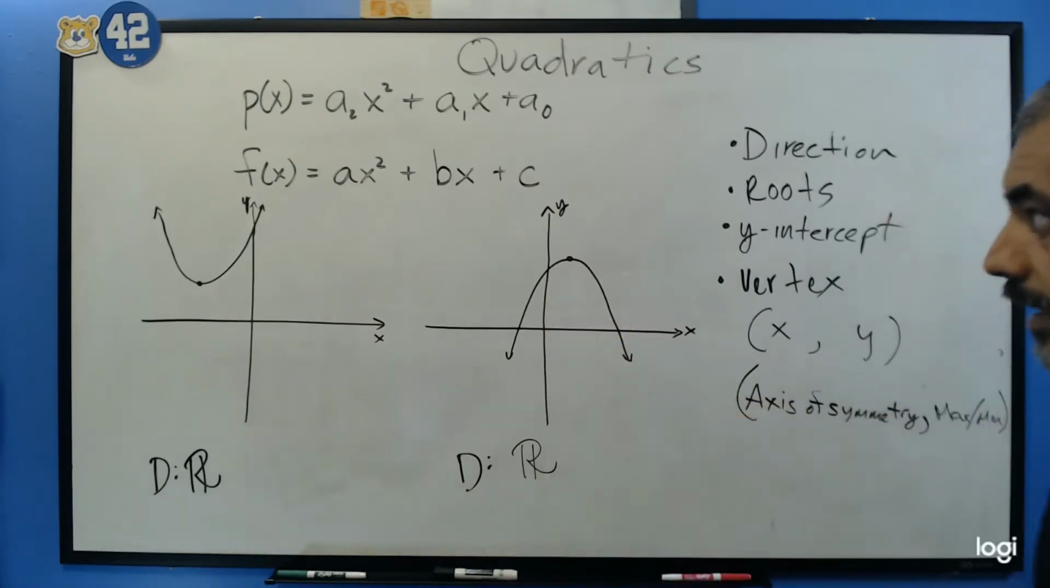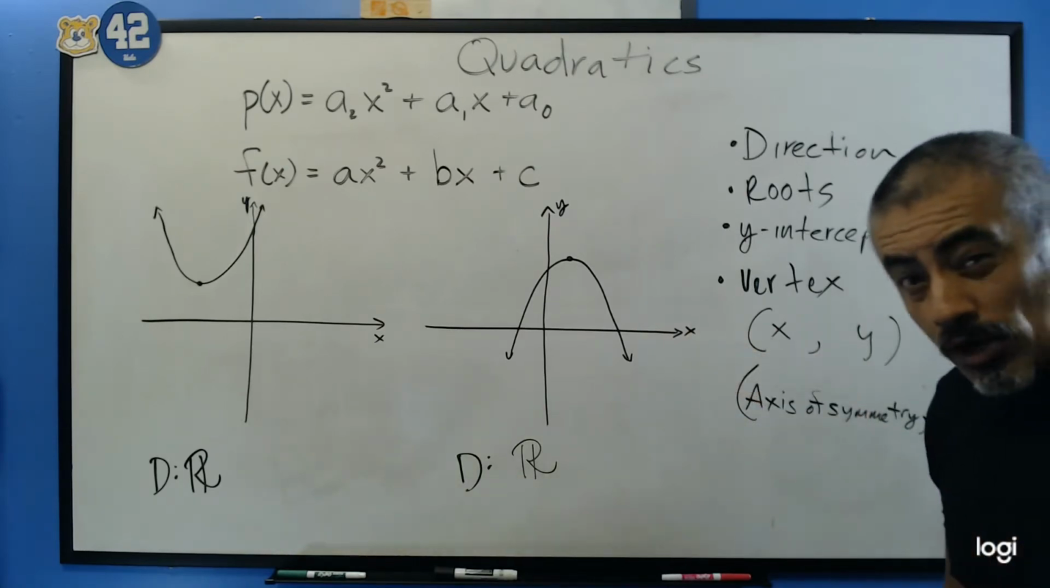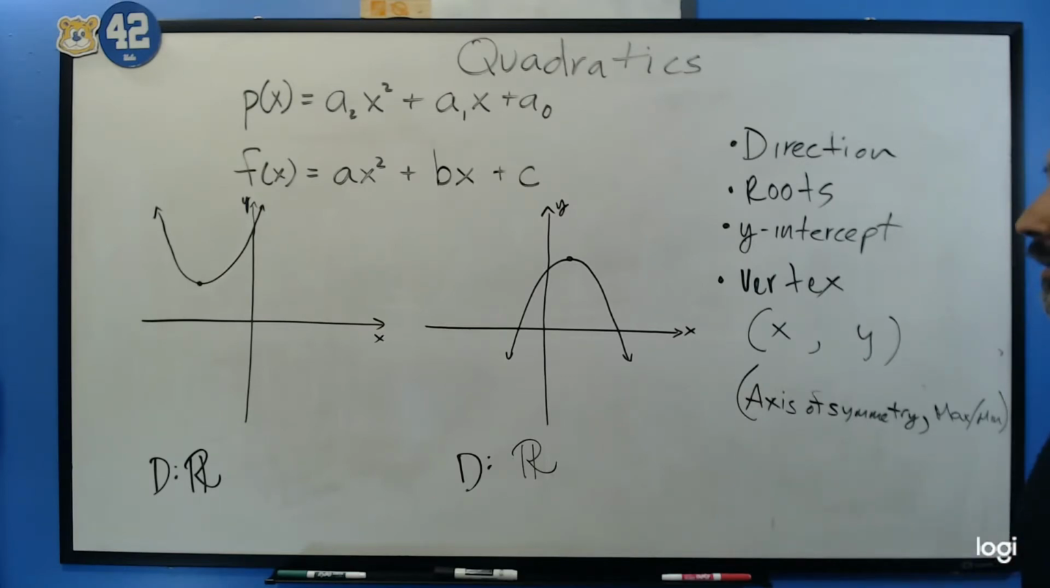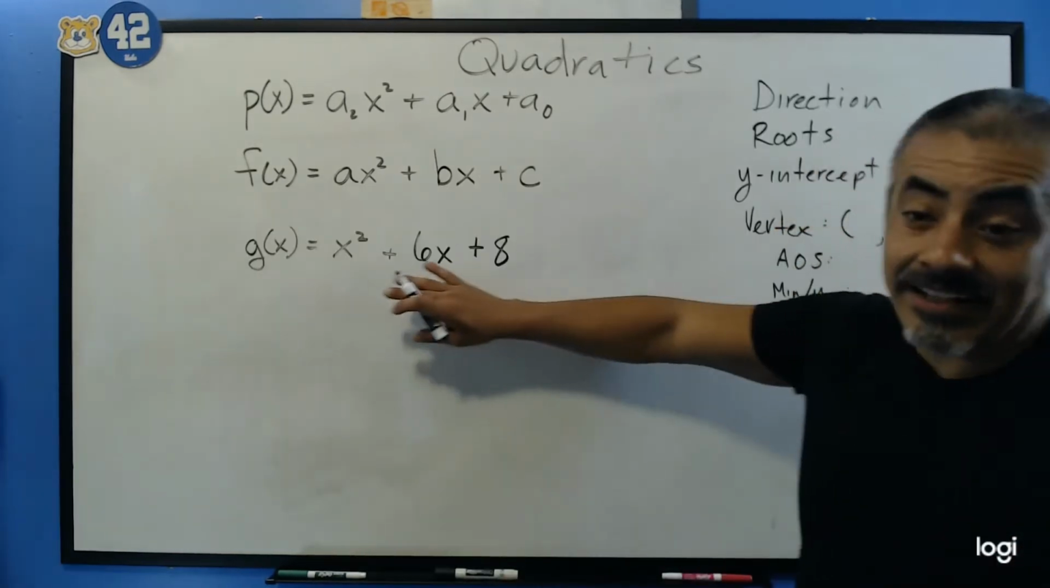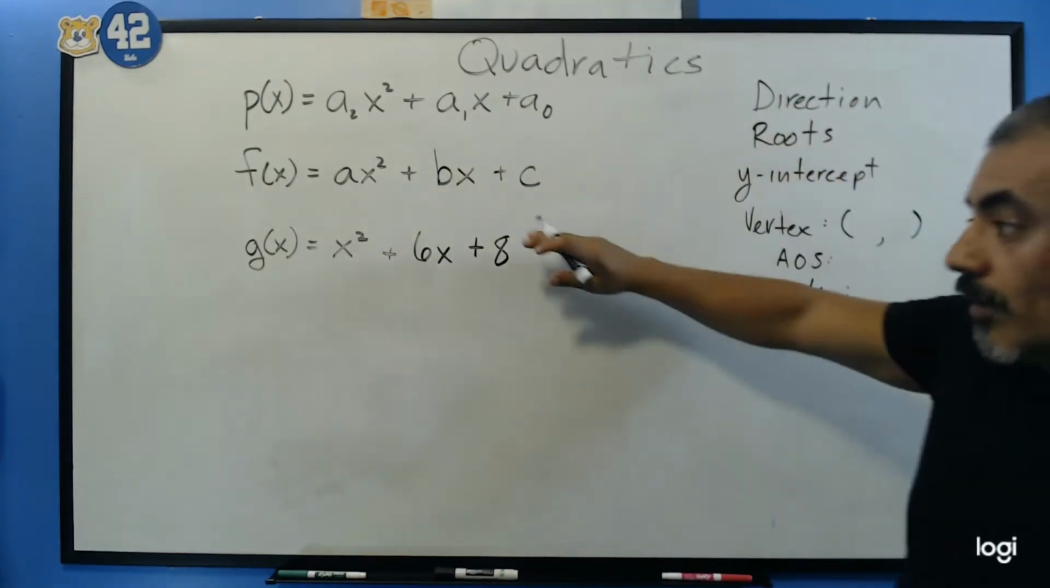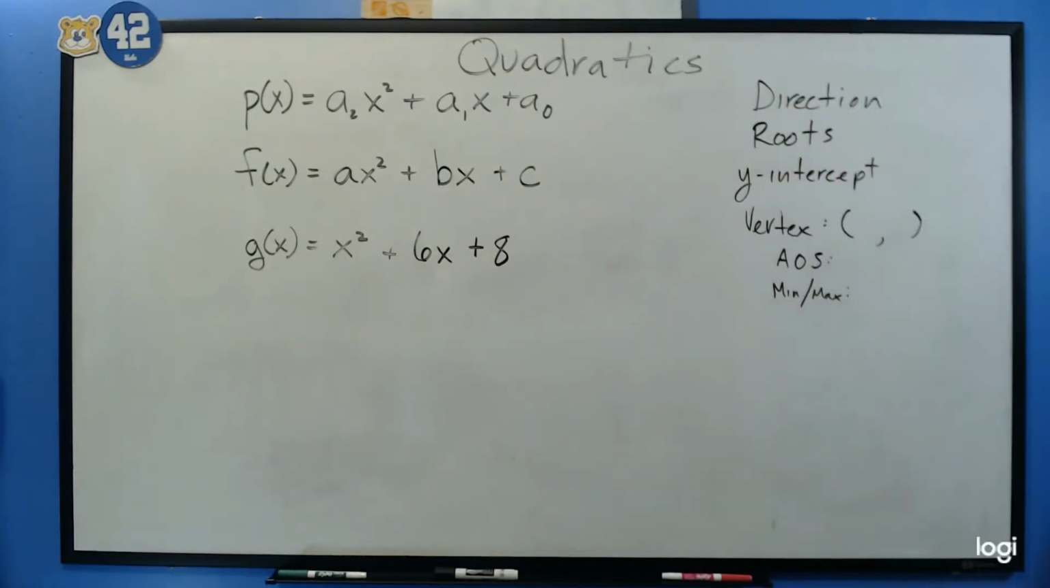Now, as we talked about, polynomials are functions, and now we can see that this specific polynomial, which happens to be a quadratic polynomial, is indeed a function from these graphs. Now let's take a look at an example to see how we can find each of these things from the standard form. So number one, direction.